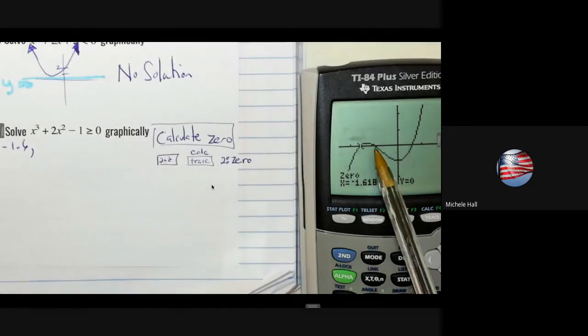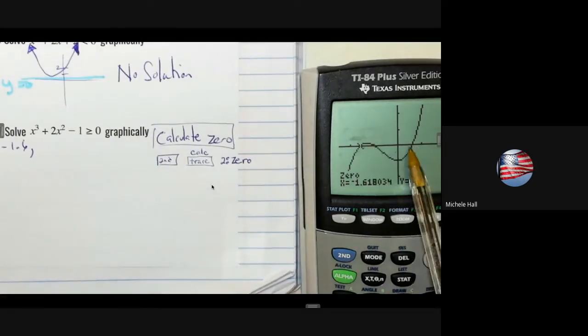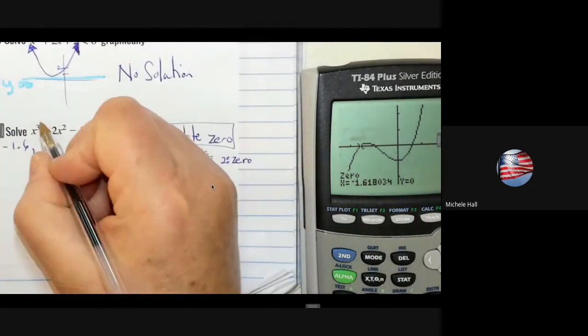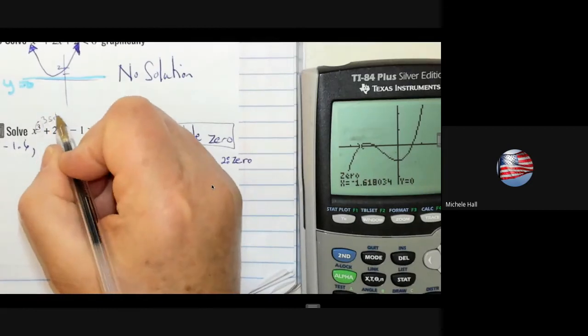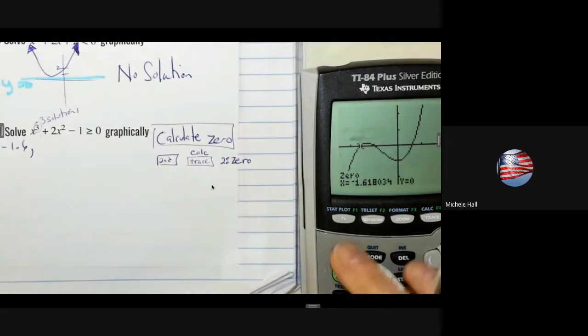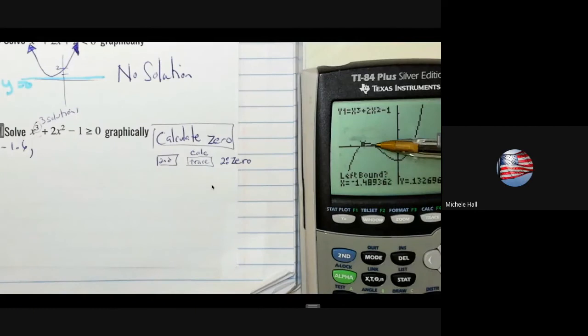We have 2 more. So that's a total of 1, 2, 3. A degree 3 has 3 solutions. There's 1. We're going to calculate another zero, number 2. Move over. Here on the left-hand side, I'd be on top. Enter. The right-hand side, I'd be on bottom. Enter. Enter again. We get negative 1.